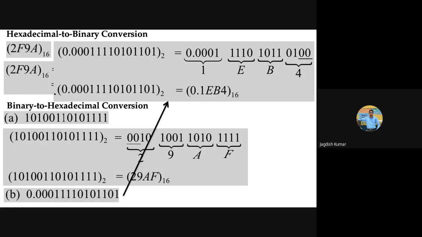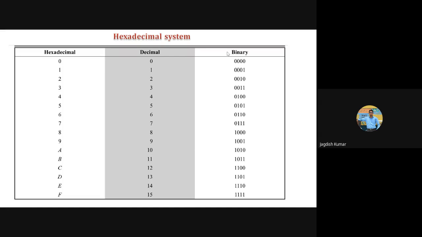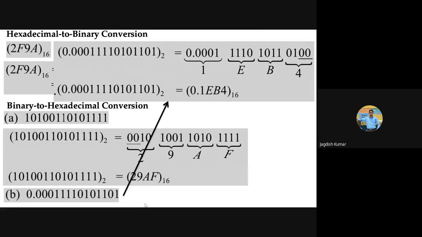Oh, Jyoti, why is it 1D? There is something wrong. It is 1E, because if you go back and see that table, then this 1110 is E. You can go back and look at the table. What is 1110? It is E. Okay, so this should be 1EB4 to the base 16. Very good. I hope it is clear.